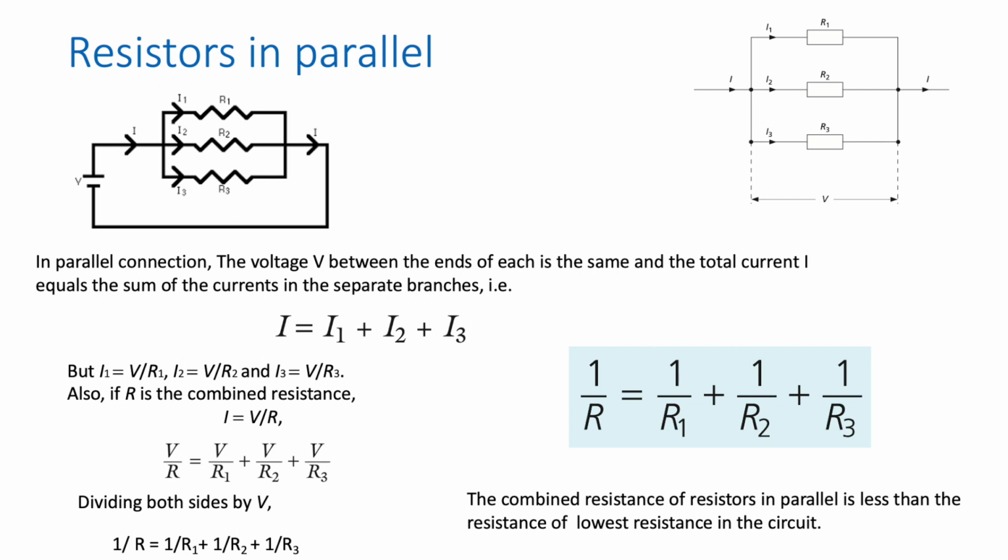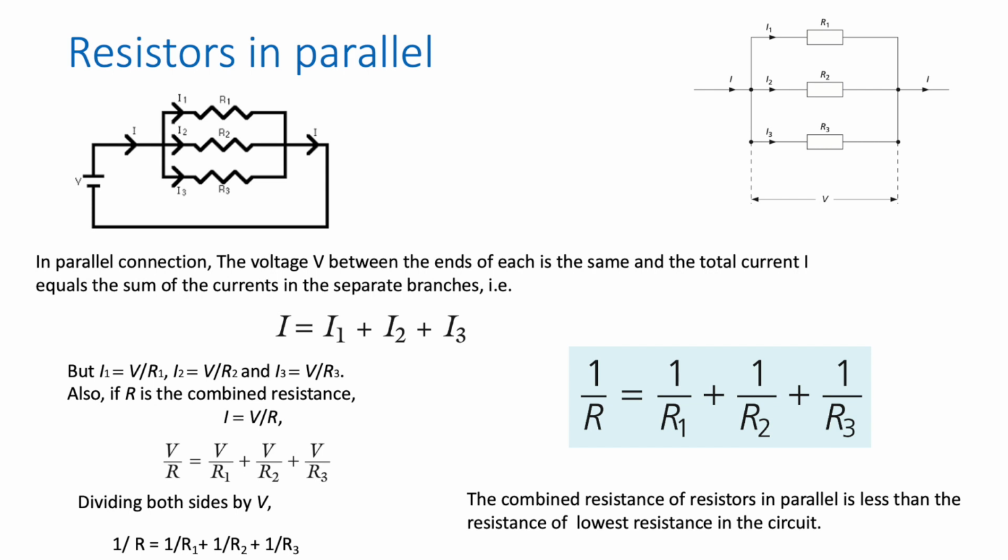But based on Ohm's law, we can write I1 equals V divided by R1, I2 equals V divided by R2 and I3 equals V divided by R3. Now suppose R represents the effective resistance of this combination. We can write capital I equals V divided by R. That is, V divided by capital R equals V divided by R1 plus V divided by R2 plus V divided by R3. We can divide both sides by V. We will get 1 by R equals 1 by R1 plus 1 by R2 plus 1 by R3.